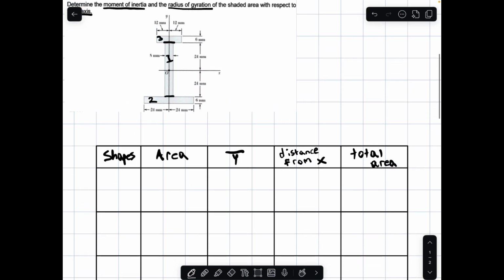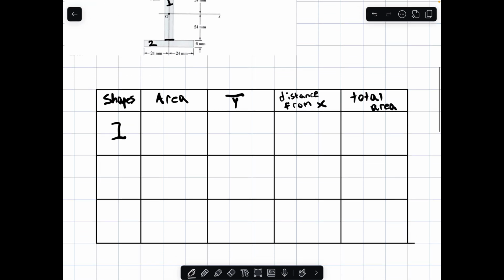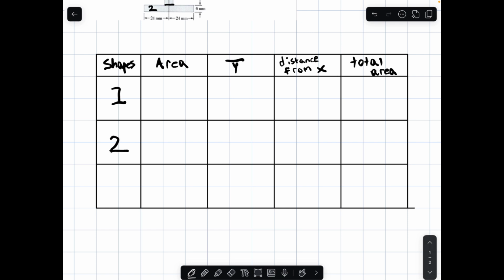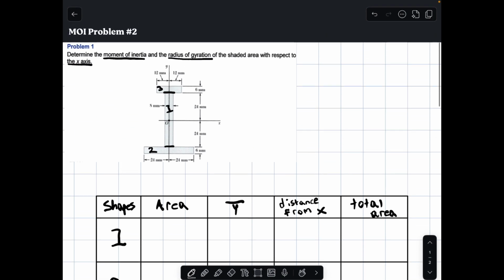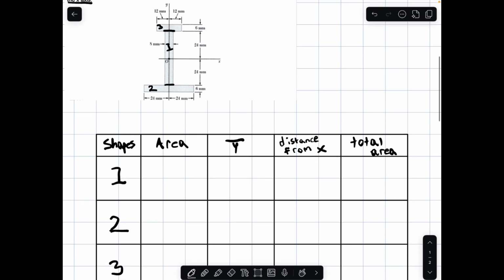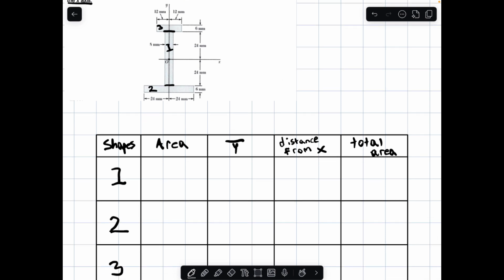So now we have shape 1, shape 2, and shape 3. So the area of a rectangle is pretty simple. It's just base times height. So for the first one, the base is 8 millimeters times 24 plus 24, so that's 48 millimeters. And we get 384 millimeters squared.